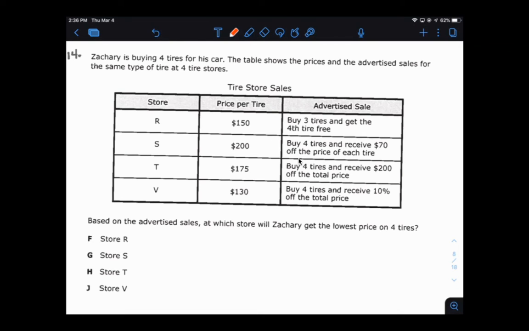And they're calling the stores R, S, T, V. I would have put names like Firestone, Pueblo Tires, or, I don't know, Goodyear. I don't know, actual brands, but okay, whatever. Okay, so let's not get distracted.